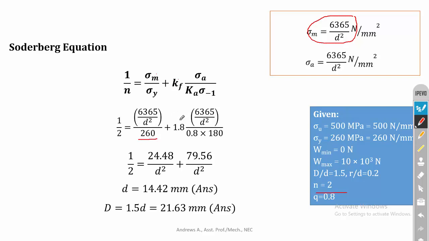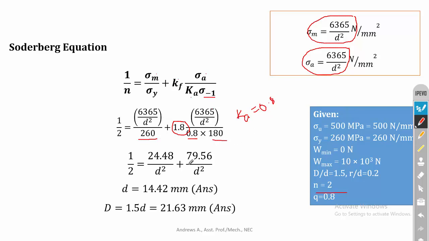Then Kf we have calculated, it is 1.8, and sigma a is 6365 divided by d square, that we have already calculated. Then Ka is the load correction factor for axial loading and we know that Ka is equal to 0.8. It is a constant. Remember that Ka is equal to 0.8. Then sigma minus 1 we have calculated in the previous step. It is 180 Newton per mm square. We can substitute it. Okay.